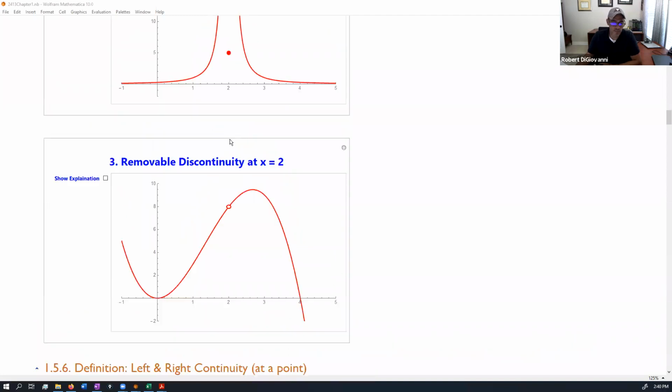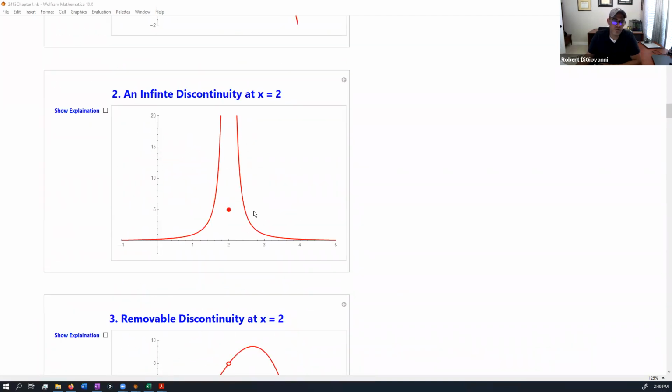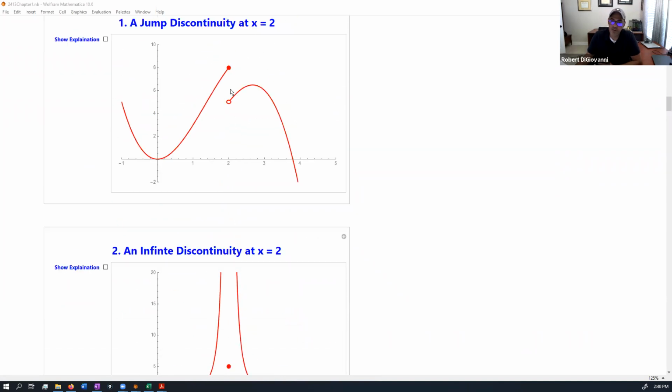The other two, you can't remove this discontinuity easily without changing the whole shape of the graph. Same with this one, you can't remove it unless you somehow brought them together, but that would change the whole spirit of what the function's doing.